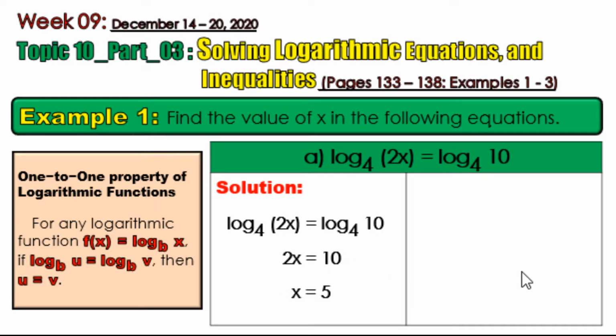Applying the properties of equality, we divide both sides of the equation by 2 to get the value of x. So 2x divided by 2, we can cancel 2, what is left is x. And 10 divided by 2 is 5. So x is equal to 5. But we are not sure if the value of x is really 5 unless we check.